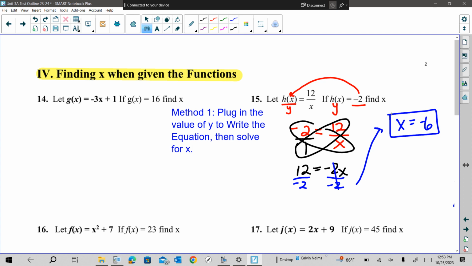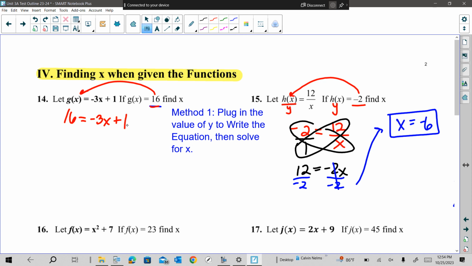I'll go over and see what you did. Just give me a second. Okay, so try number 14. See if you can plug in the value. I already did them. Okay. So basically here, our g of x equals 16, and I'm plugging that back in. The questions are going to be like this. You're going to have to plug it back in and write the equation so you can find the x.